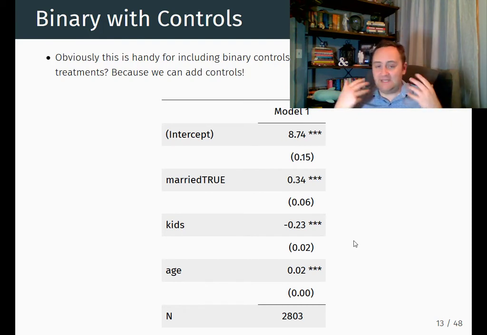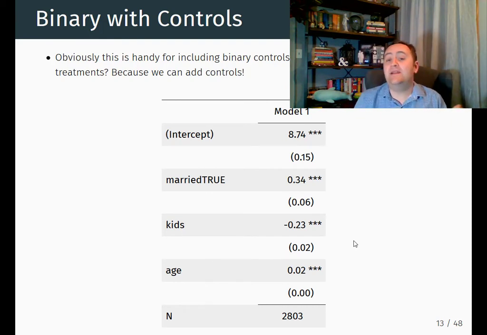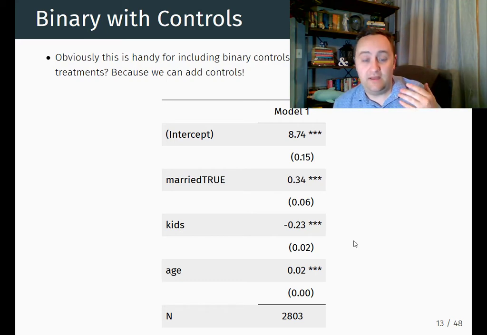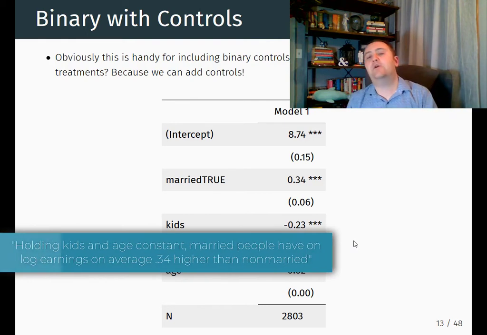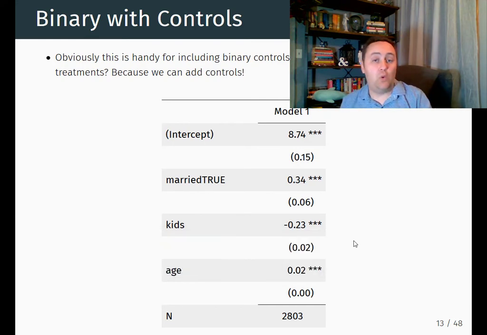If you add controls, it takes out the part of the relationship between married and earnings that has to do with these controls. So the 0.34 that we have on this table here is now the difference in means in terms of earnings between married people and non-married people, taking out the part of that difference that is due to the number of kids that you have or how old you are. So we can still interpret it in the same way. It's still a difference of means. Just now we have to incorporate the fact that we have taken some of the variation, some of that difference out, and whatever we have left over is the difference that we see not accounting for those controls.